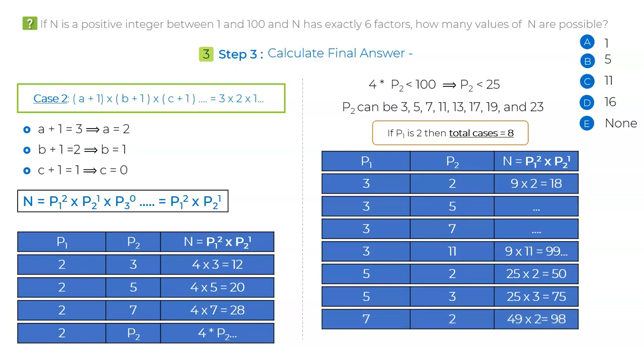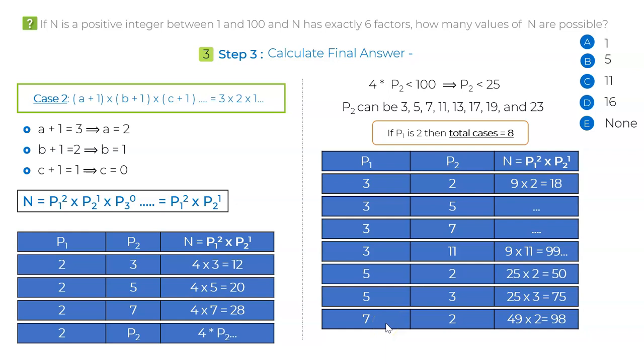Then I'll go to 7. 7 times 2 is 98. I cannot do 7 times 3 there because that will exceed 100. And from here you should understand that you don't need to go to 11, because after 7 the next is 11, and 11 square itself is more than 100. So these are the only cases that are possible.